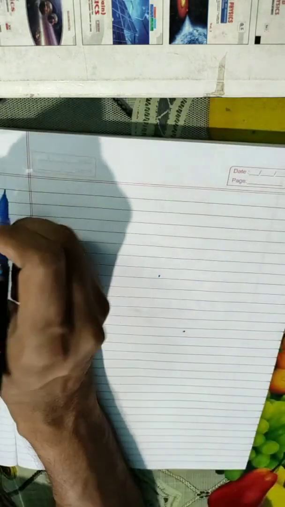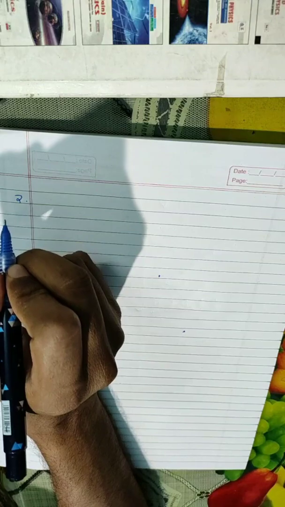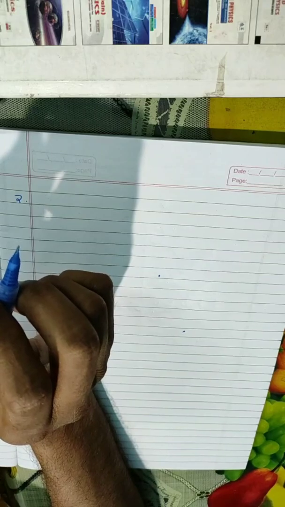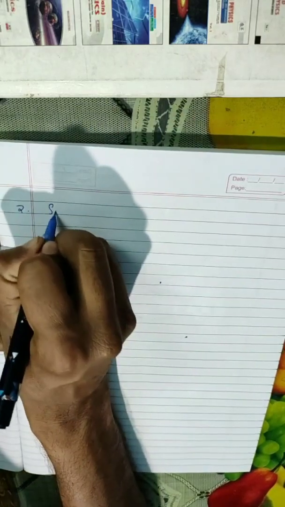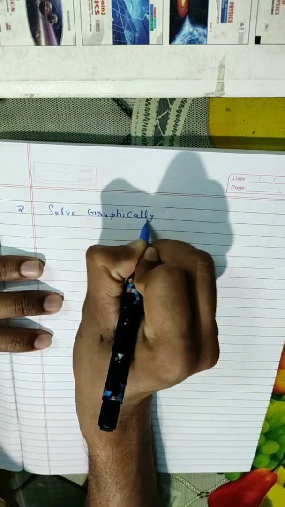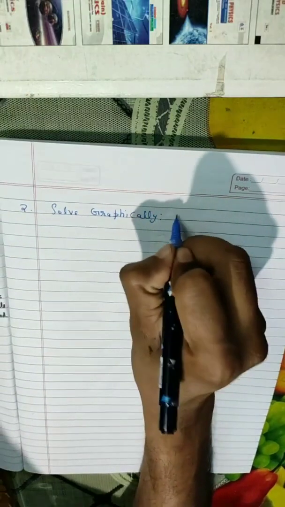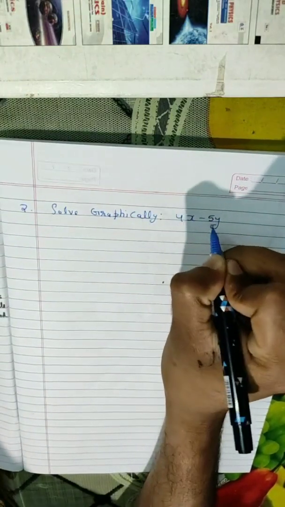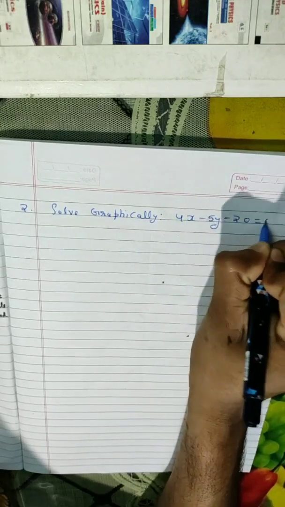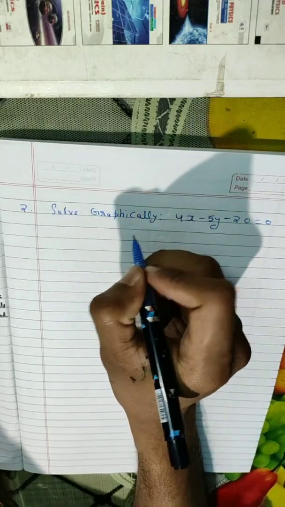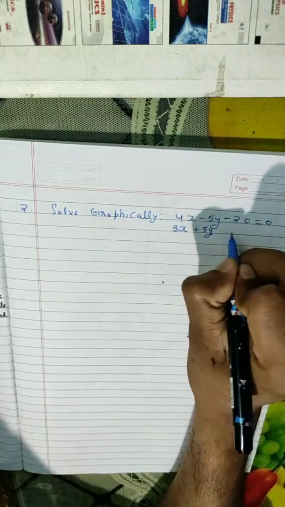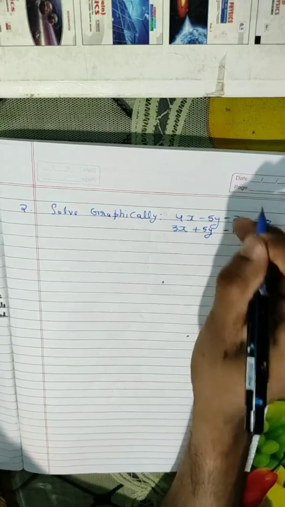Pause the video and solve this question. Question number 2. If you are available with graph, try to solve in graph only. Solve graphically, and I am writing the two equations. Equation number 1 is 4x minus 5y minus 20 is equal to 0. And the next equation is 3x plus 5y minus 15 is equal to 0. Solve these two equations graphically.